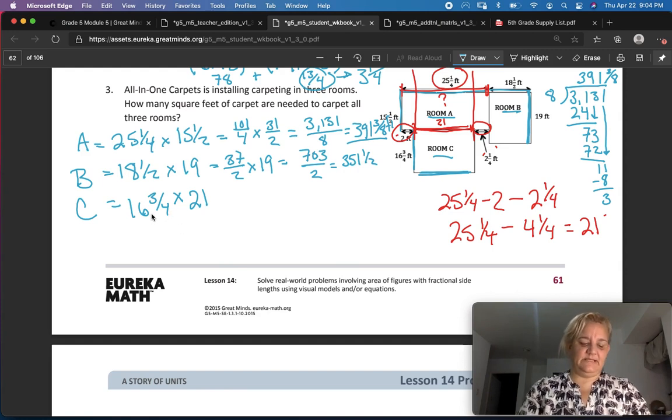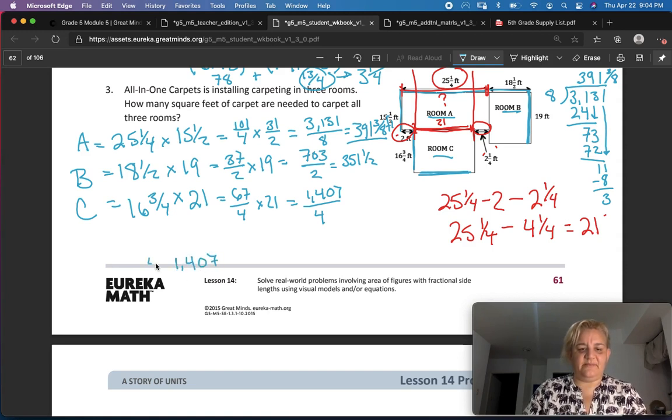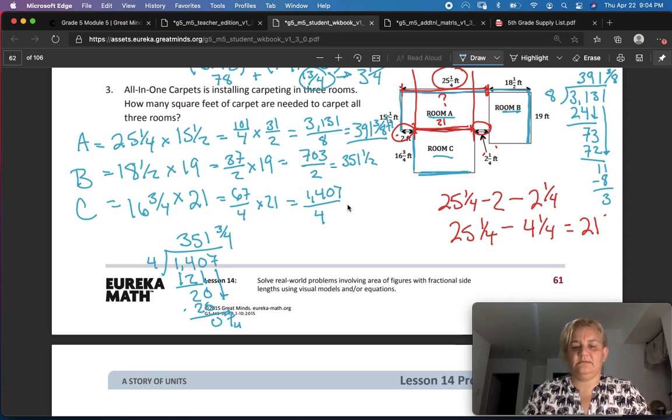And the last one, 4 times 16 is 64, plus 3 is 67 fourths, times 21. 67 times 21 equals 1,407 divided by 4. So I'm going to do that over here. 1,407 divided by 4: 4 goes into 14 3 times, 3 times 4 is 12, and then 2, bring down the 0, and then I've got 20, 5 times 4 is 20, bring down the 7, 4 goes into 7 one time, and 1 times 4 is 4, and 3 left over. So now I have 351 3/4.